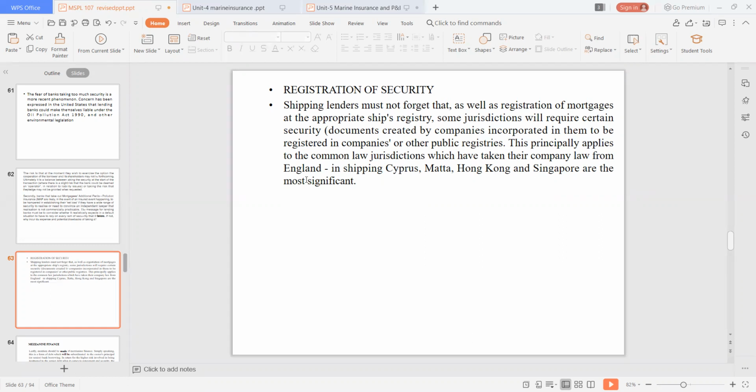Already I told you UK is the forerunner, and the Marine Insurance Act 1906 followed England. So various things are taken from the company law of England. In shipping, Cyprus, Malta, Hong Kong, and Singapore are the most significant. These are the countries that also follow that. So that is how registration of security happens.